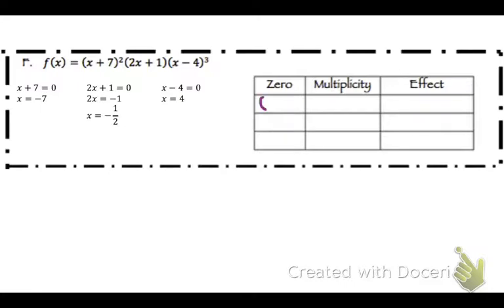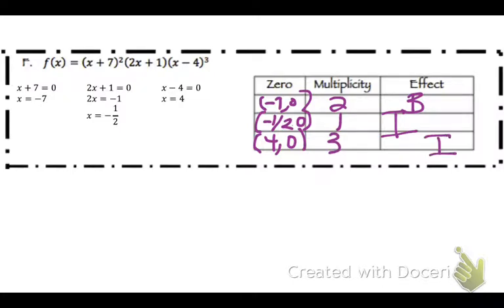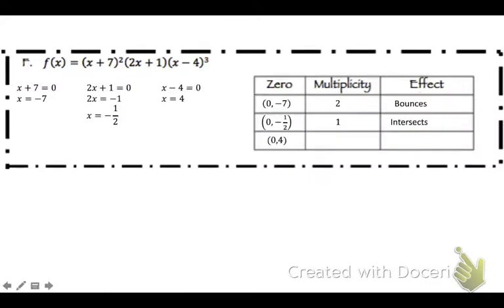So this zero is (negative 7, 0). The multiplicity there is 2. And it's even, so that's going to bounce. And I'm just going to put a B for bounce. Okay, this next zero, that's (negative 1/2, 0). That has a multiplicity of 1, because the exponent there is 1. And that's going to intersect. And I'm just going to put an I for intersect. Then this last one is (4, 0). That has a multiplicity of 3. And that is going to intersect also because it is odd. Okay. Yeah, see, I did those all wrong. Whoops.